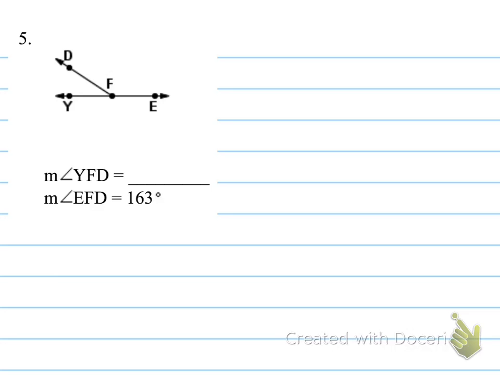Looking at question 5, I'm just going to change my highlighter color here. We want to find the measure of angle YFD, so let's find that in our picture first. Put one colored pencil on Y, trace the line to F, and then from there trace up to D. That is angle YFD, and I'm going to fill that in with a question mark. That's the angle that we're trying to find.